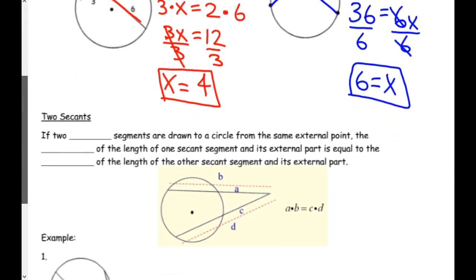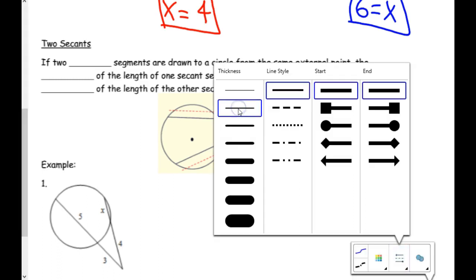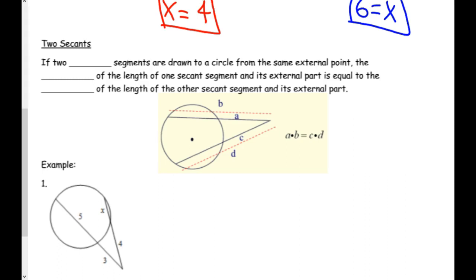So what if we have 2 secants? Let's read this. It says, if 2 secant segments are drawn to a circle from the same external point, the product of the length of one segment and its exterior part. Now, this is where this one can be confusing.